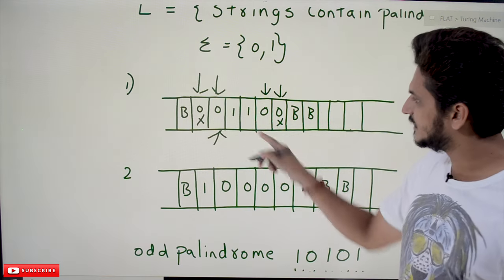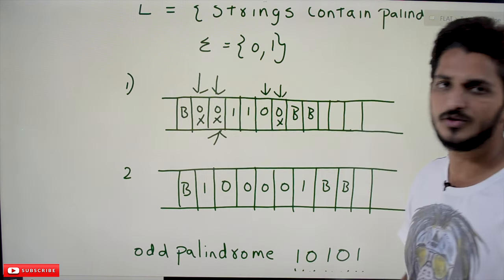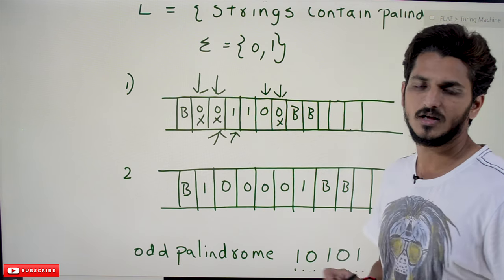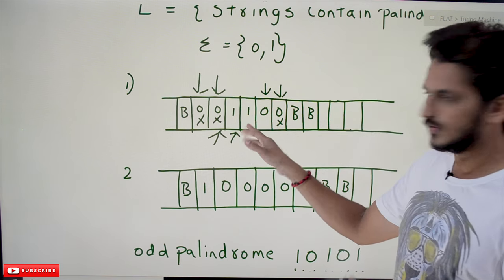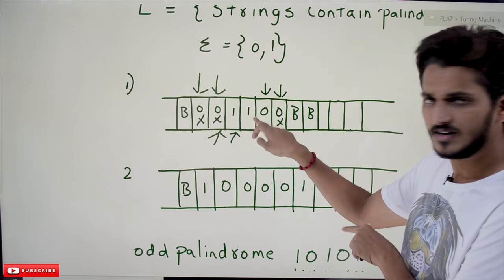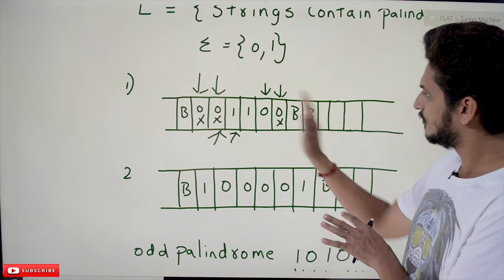Okay. At this position, if you find 0, what we have to do? We have to convert it into x and move to the right side. Now, if you find 1, keep it as 1 and move right. If it is 1, keep it as 1, move right. If it is 0, keep it as 0, move right.